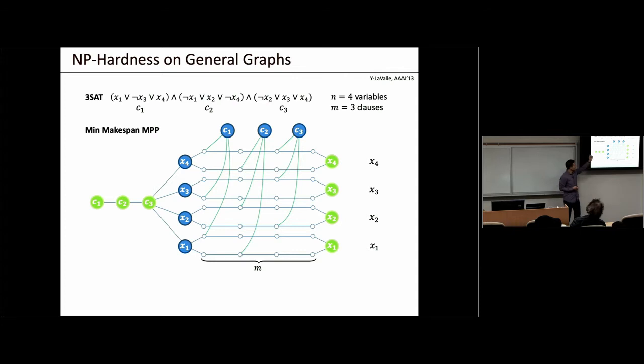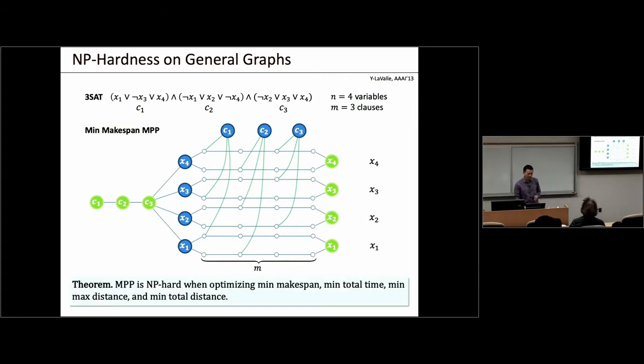We can show, actually fairly straightforwardly, that the 3-SAT instance is satisfiable if and only if this problem has a makespan of n plus 2. So I'm showing this because, when you do this kind of NP-hardness proof, often it's quite complex. In this case, it turns out to be quite straightforward to show. We can actually also prove the same for all the other objectives. That is, if you want to minimize makespan, total time, min-max distance, or min total distance, they are all hard, but the other proofs are more involved.